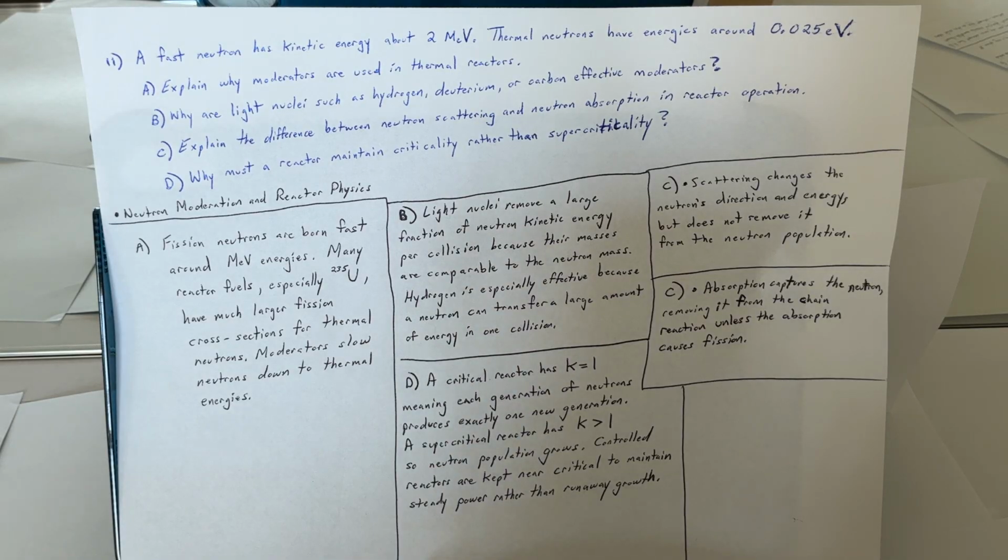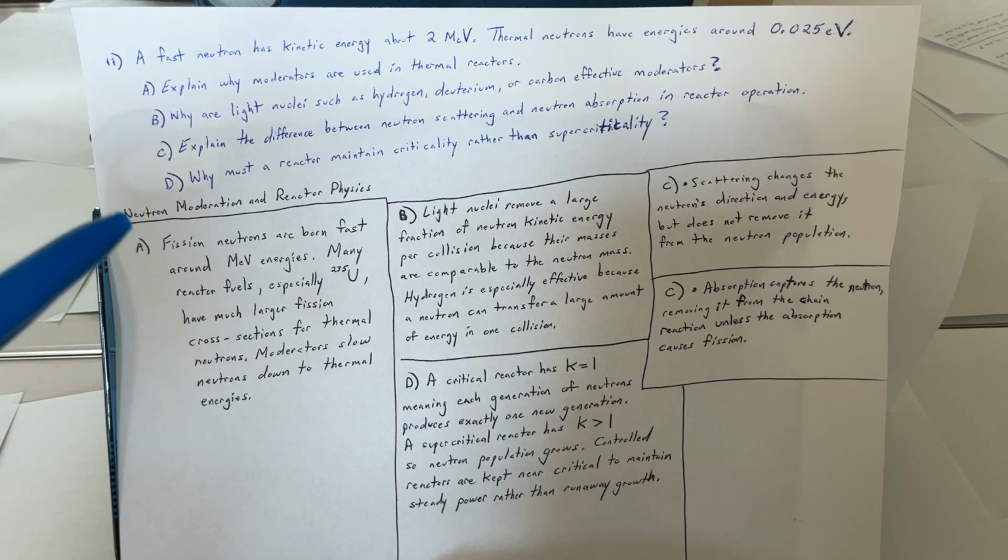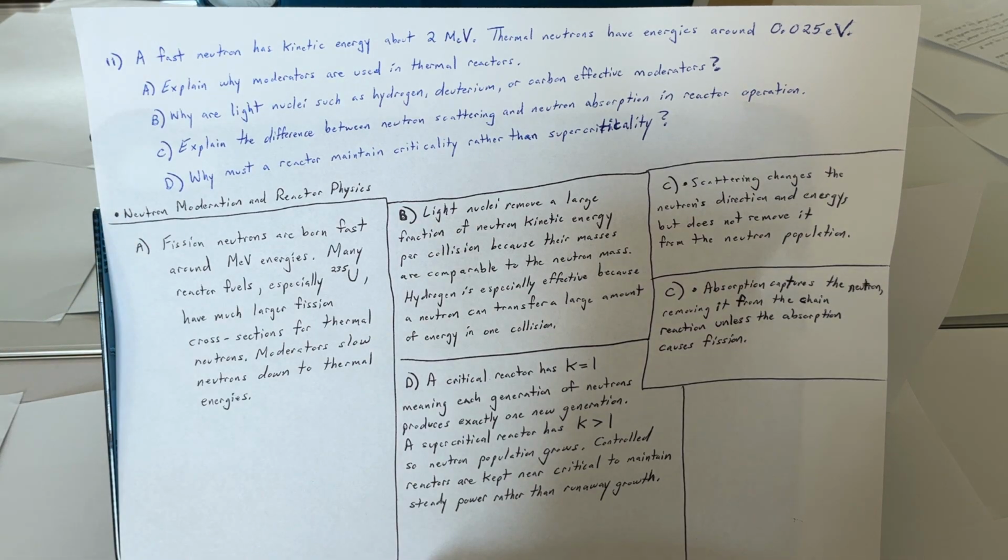So this is more textbook notes stuff: neutron moderation and reactor physics. For part A, what we could say is fission neutrons are born fast, around MeV energies. Many reactor fuels, especially uranium-235, have larger fission cross sections for thermal neutrons. Moderators slow neutrons down to thermal energies.